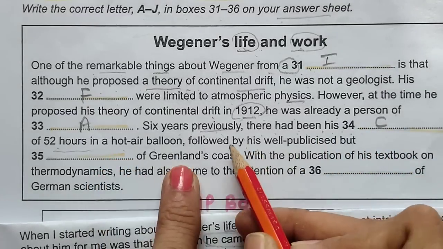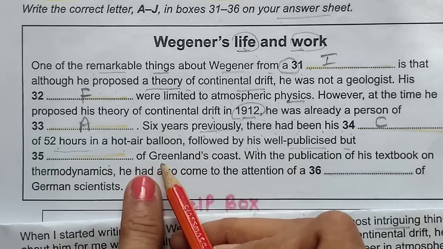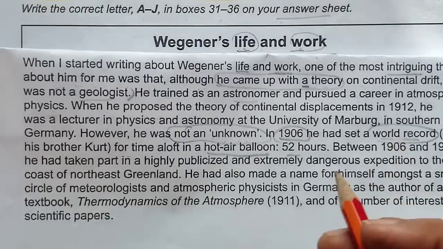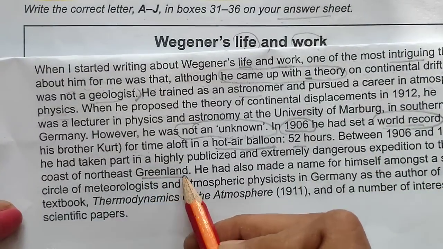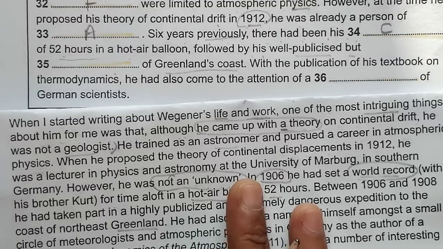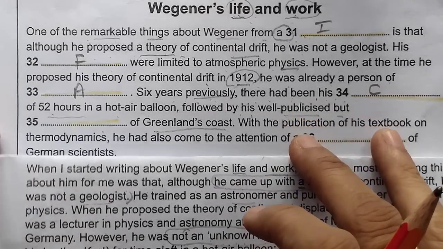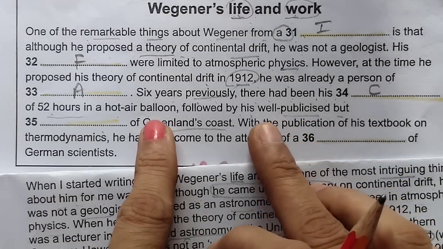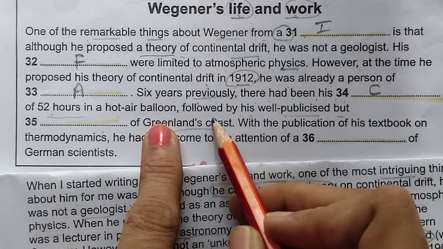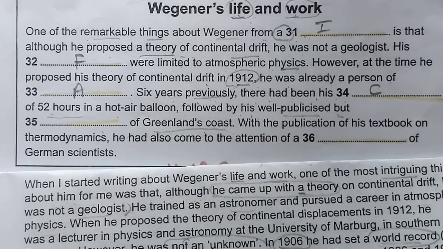So followed by his well publicized but dash of Greenland's coast, again a fill in the blanks. Greenland is here. So we will read it one by one. Let me show it to you. So next they are saying followed by his well publicized dash of Greenland's coast. Okay, Greenland.